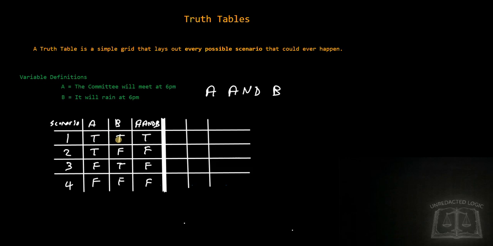Any LSAT book will tell you that the negation of A and B is not A or not B. Okay? And we can actually prove that using a truth table.